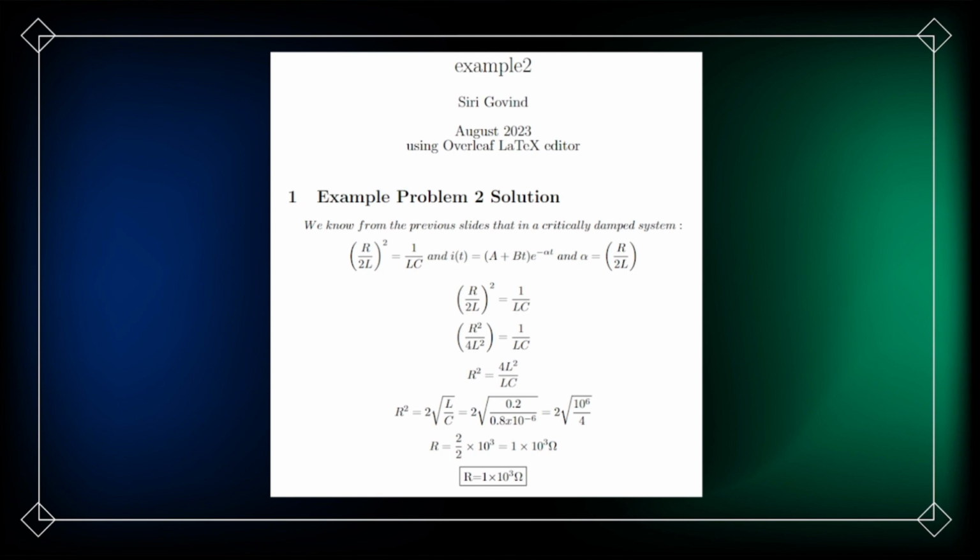And we move that 4L squared to the right-hand side of the equation, and we get R squared is equal to 4L squared over LC. And then we get R is equal to 2 times the square root of L over C. After this, we just plug in our values, and then we get R is equal to 1 times 10 to the third ohms. And our resistance, in order to solve the equation, is 1 times 10 to the third ohms.